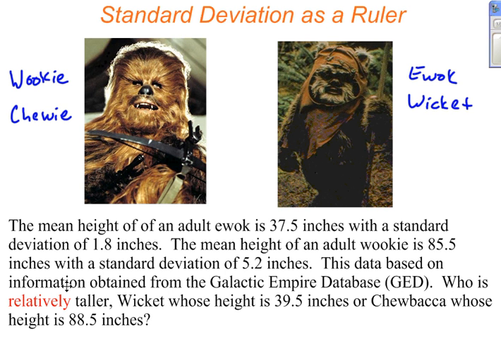So, who is relatively taller? Wicket, whose height is 39.5 inches, or Chewbacca, whose height is 88.5 inches? So, which one is relatively taller? Again, Mr. Mays thinks about things like this.